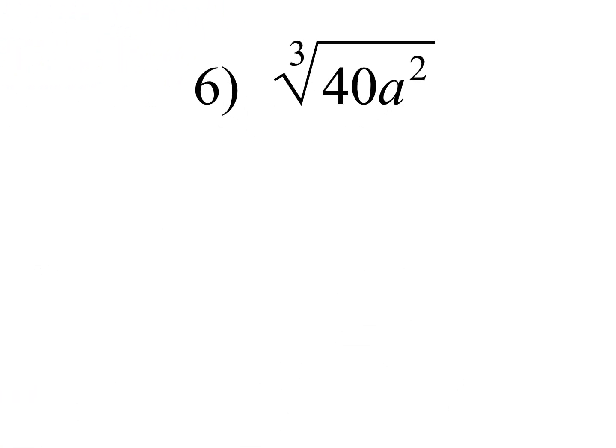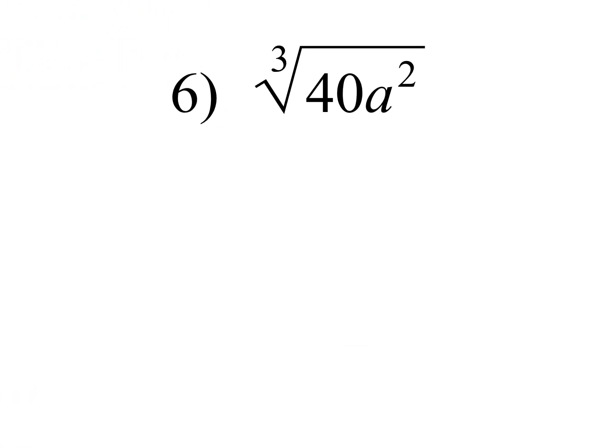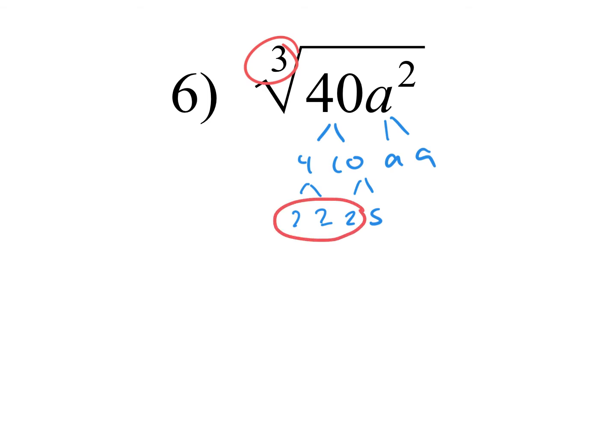So what are 2 factors of 40? 4 and 10. And then how many A's do I have? 2. And what are 2 factors of 4? 2 and 2, and 2 factors of 10? Groups of 3, because my index is 3. Do I have 3 of a kind? I have 3 2s. So what comes to the outside?